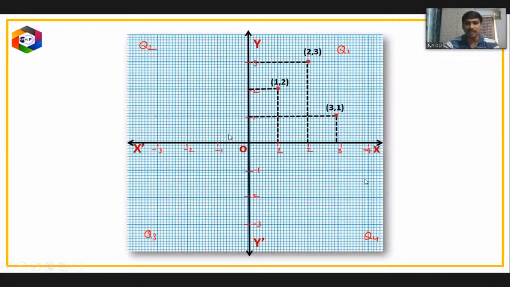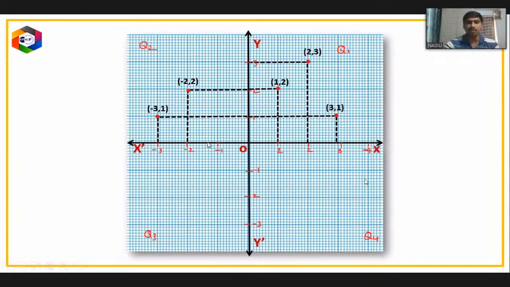Now let us check in quadrant 2. Here we have one point. If you observe, this point is -3 units from the y-axis and 1 unit from the x-axis. So (-3, 1). Let us consider one more point. This is -2 units from the y-axis, and from the x-axis it is 2 units. So the point can be named as (-2, 2).